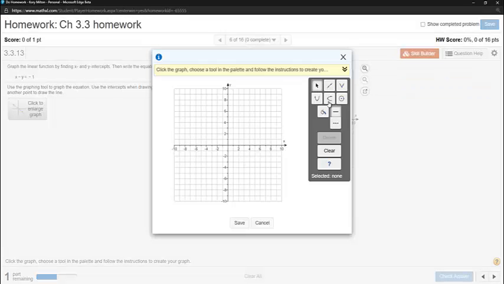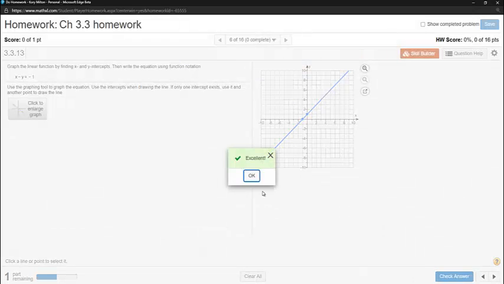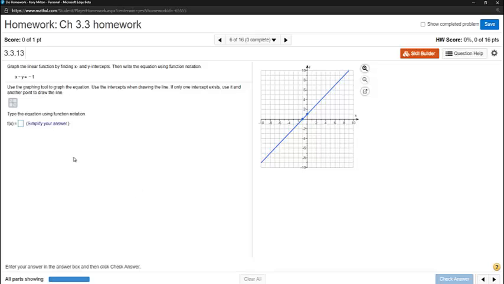So we're going to graph using the line tool, and I'm going to plot the point. So -1, 0, and then my other point is 0, 1. So 2 points, save it, all good. Type the function using function notation, that's y equals mx plus b, but instead of y, you just use f of x. So get y by itself and then put it in there.